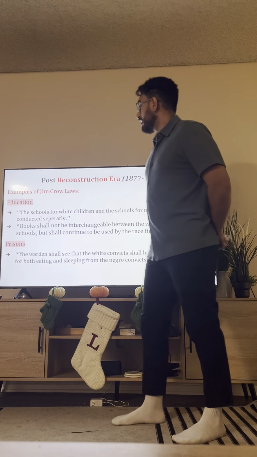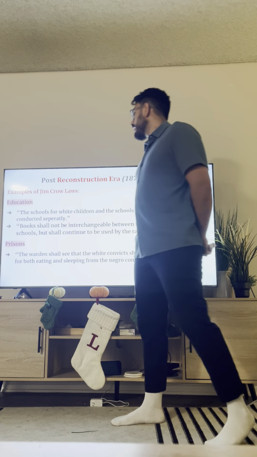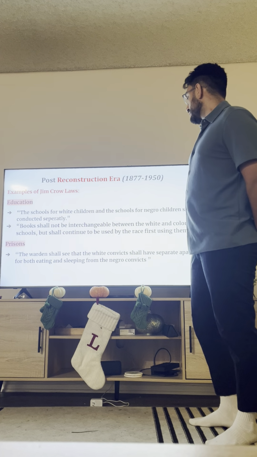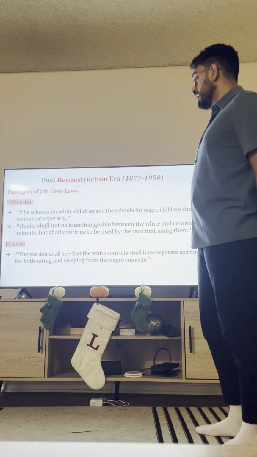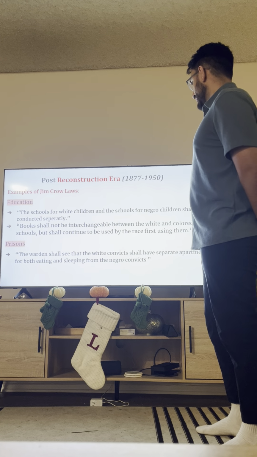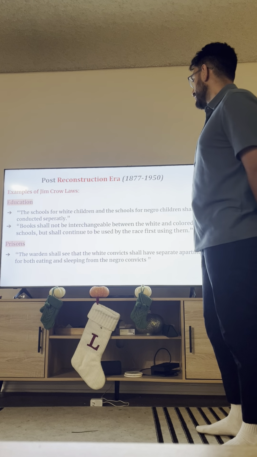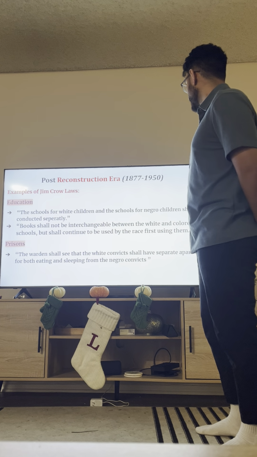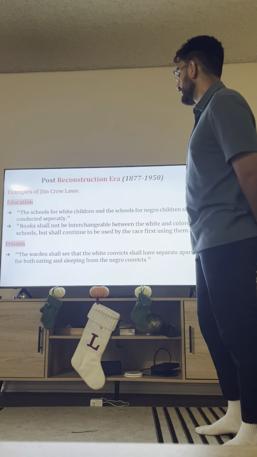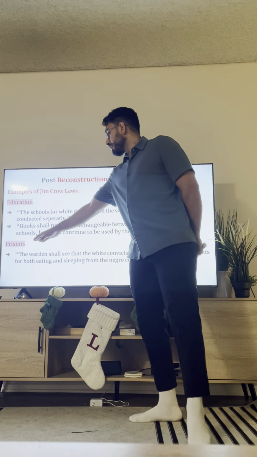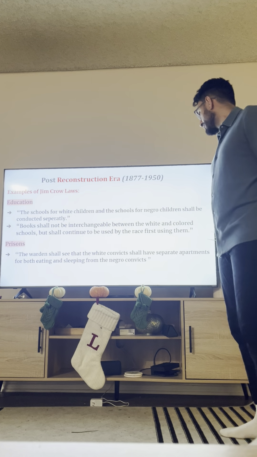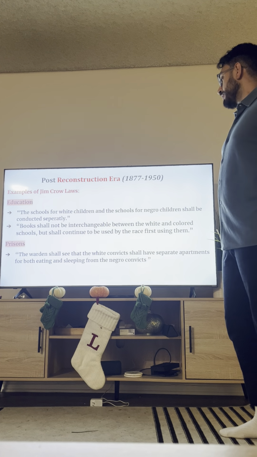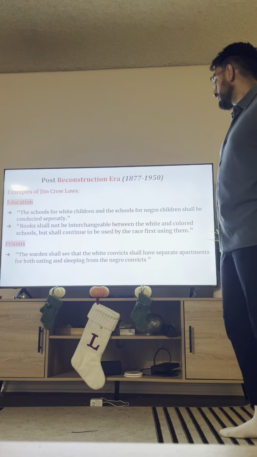Another big one, we're still on education. "The schools for white children and the schools for Negro children shall be conducted separately. Books shall not be interchangeable between the white and colored schools, but shall continue to be used by the race first using them." And another big one, prisons. "The wardens shall see that the white convicts shall have separate apartments for both eating and sleeping from Negro convicts."